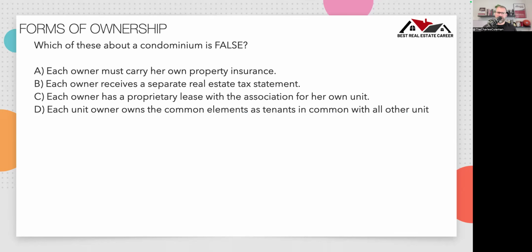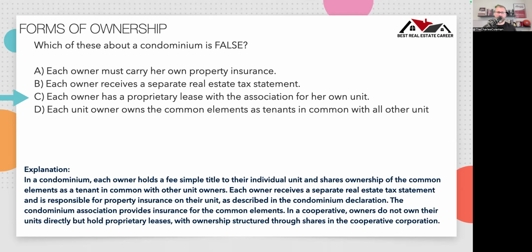Which of these about a condominium is false? Each owner has a proprietary lease with the association for her own unit. In a condominium, each owner holds a fee simple title to their individual unit and shares ownership of the common elements as a tenant in common with the other unit owners.